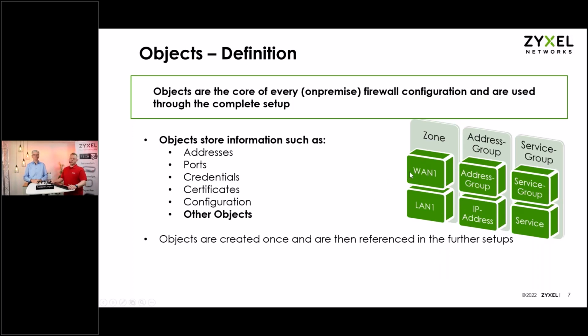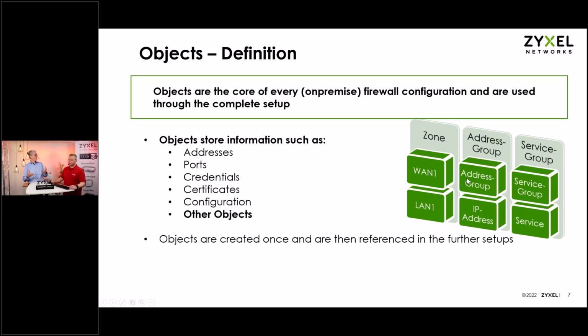Good. Let's quickly have a look at this picture on the right side. It shows the process of how objects are arranged and how they work, and that objects could also contain other objects. For example, on the left side, we have the zone that can contain the WAN and the LAN interface, or we have an address group object. So we have multiple IP addresses arranged in a group, and this group could also contain another address group. So we can cascade them. You can group multiple objects into one object group.